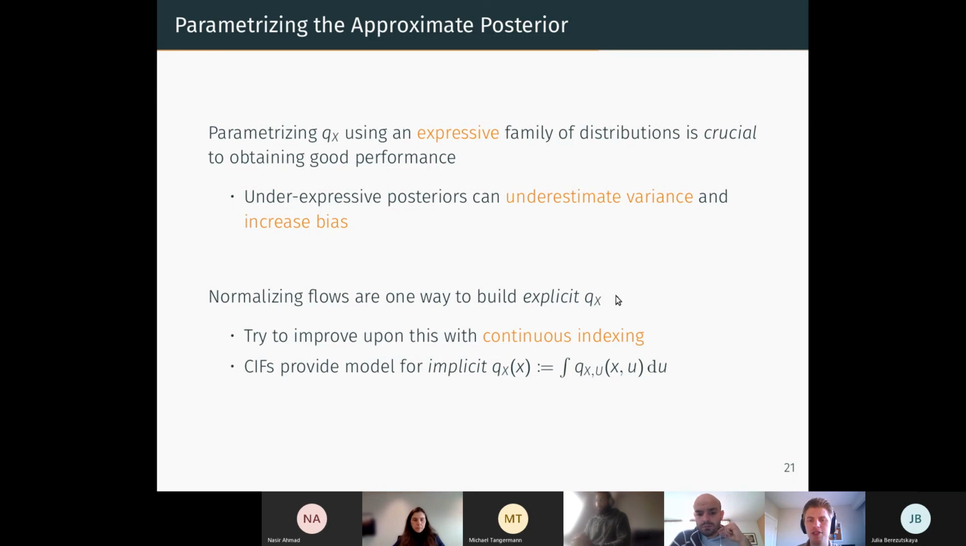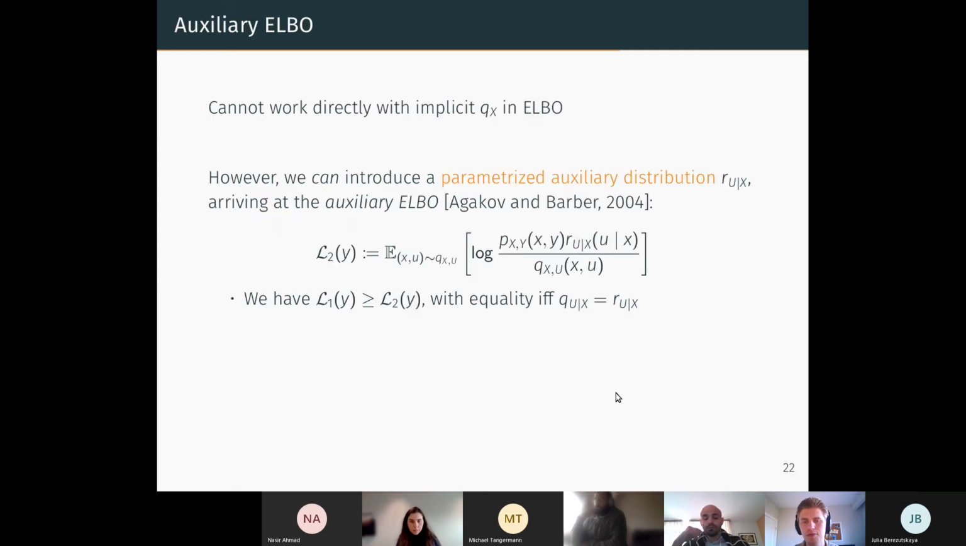So normalizing flows are one way to build an explicit model for Q. Since we have the explicit density from before, you can just plug those in directly to the ELBO. But as we have just discussed, they're not really that great on their own for large-scale inference. So let's see if auxiliary variables can help. We can use CIFs to give an implicit model for Q as an integral over the auxiliary variables, and we have this Q(x,u) in closed form. One problem is we have an implicit model for Q, so we can't plug this directly into the ELBO. Instead, we use a parameterized auxiliary distribution, which we'll call R. Then we can write this auxiliary ELBO, where instead of sampling just from Q(x), we sample from the joint Q(x,u), and then we compute this objective here on the right. All of these terms are tractable now.